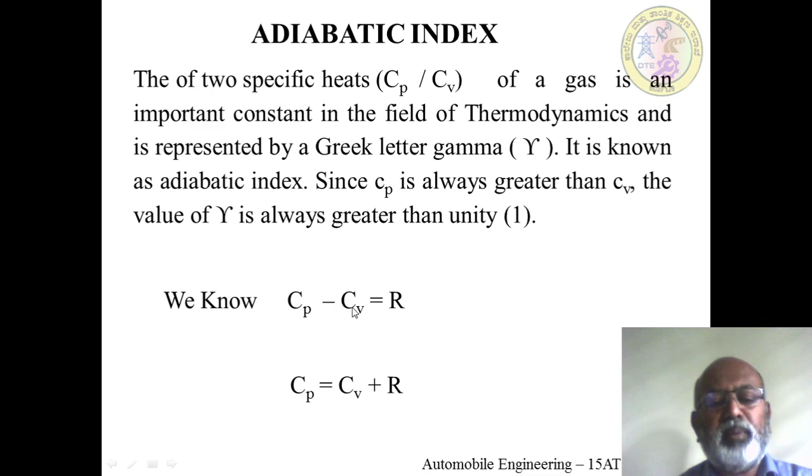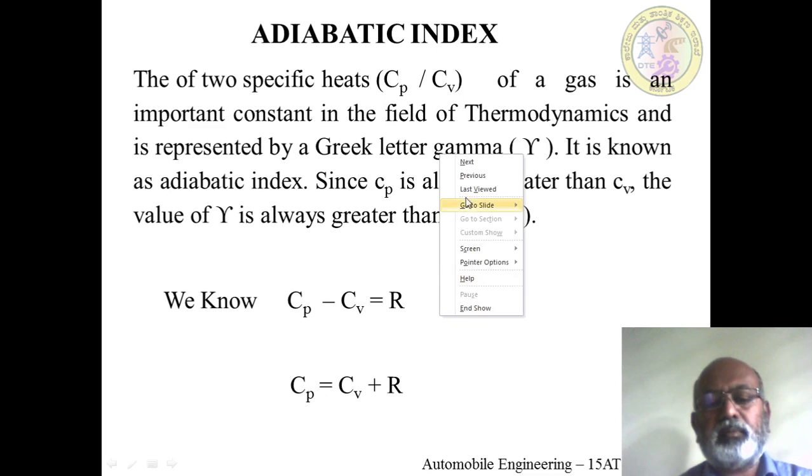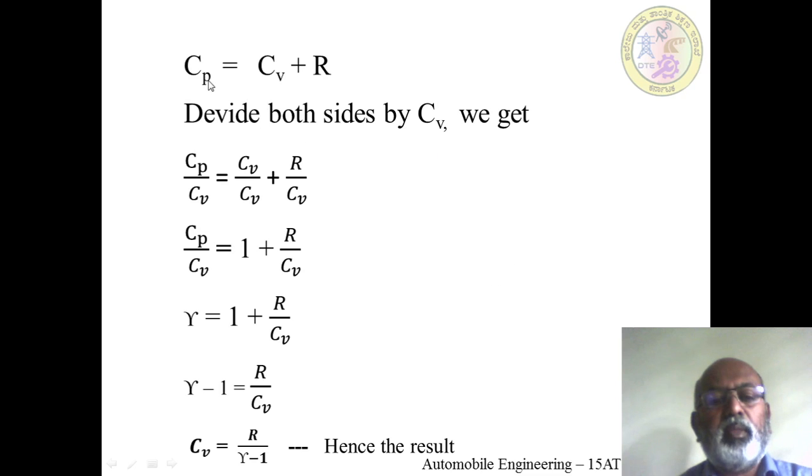We know Cp minus Cv is equal to R. In previous classes we have proved it. So Cp is equal to Cv plus R. That is the equation. Divide both sides by Cv. We get Cp divided by Cv equals Cv divided by Cv plus R divided by Cv. Cp by Cv is nothing but gamma.